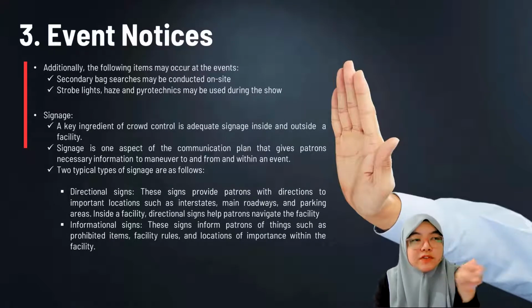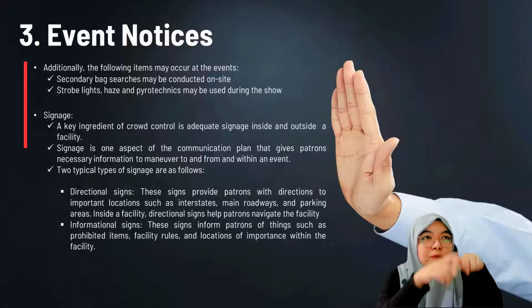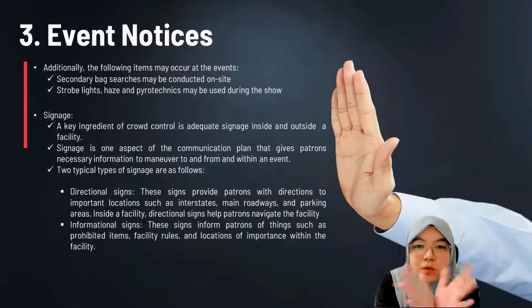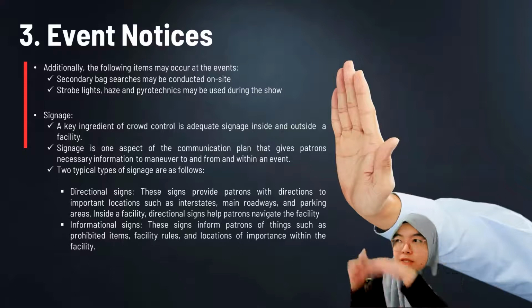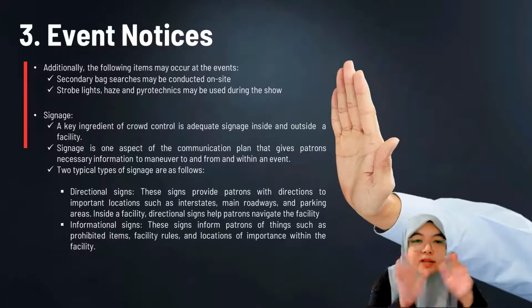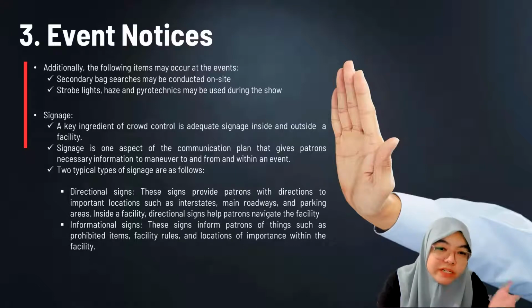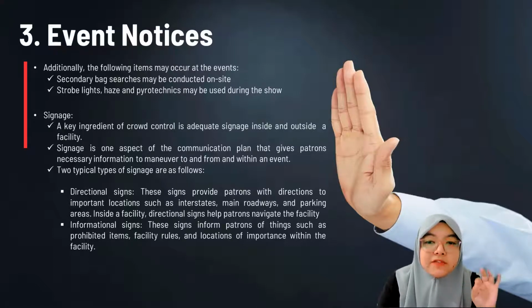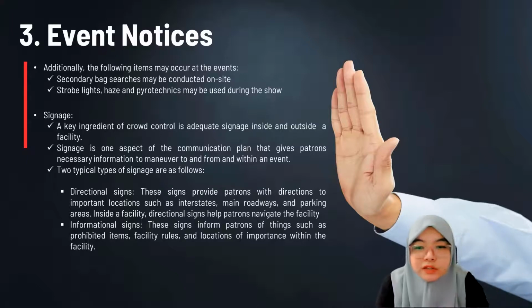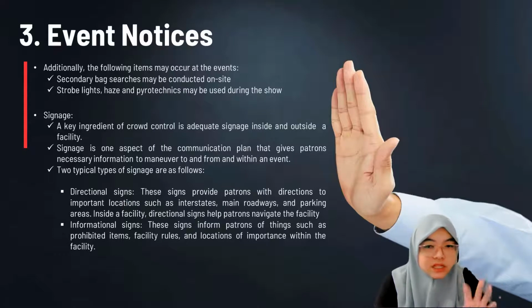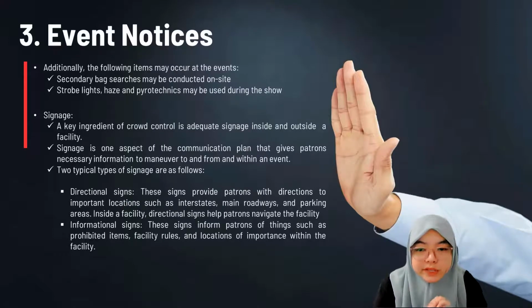So this is the sign for toilets, the sign for women who are wearing skirts, it's for women, and then men with ties, so that is toilet for men. Okay, it means directional signs, right? So informational signs are signs that inform patrons such as prohibited items, facility rules, and location of importance within the facility. So these are the signage that is very important.